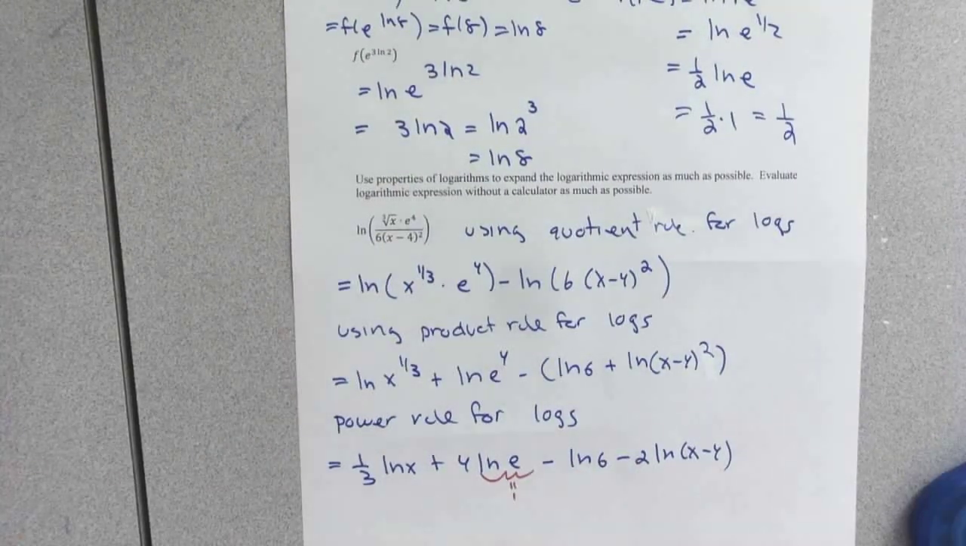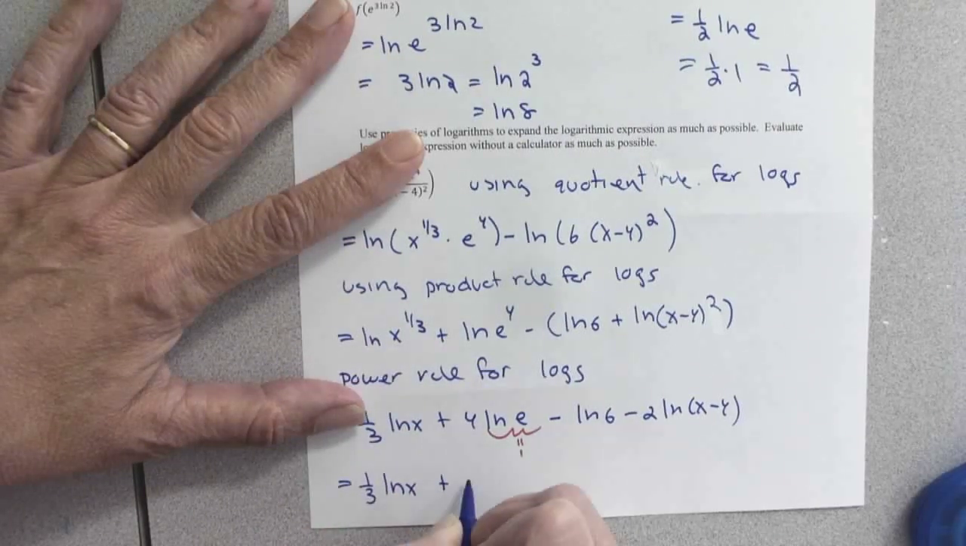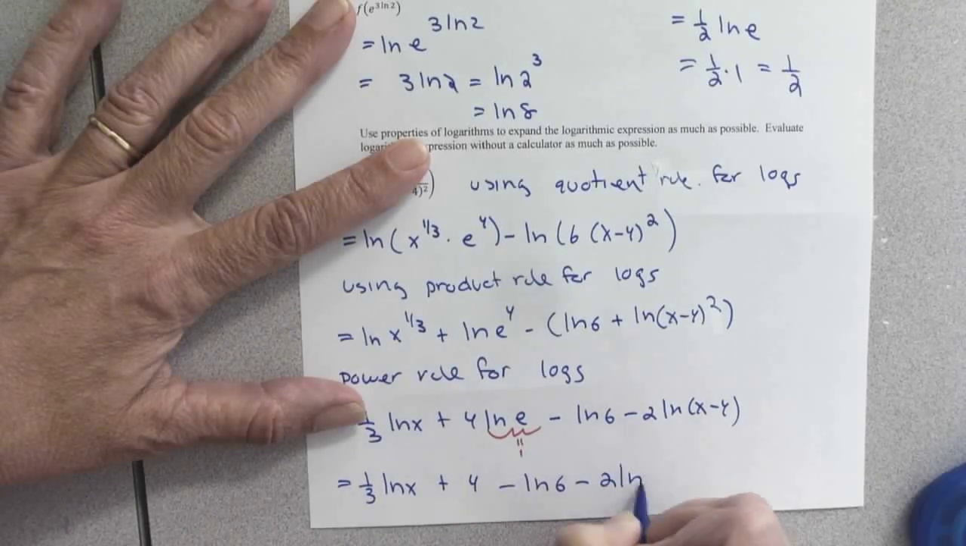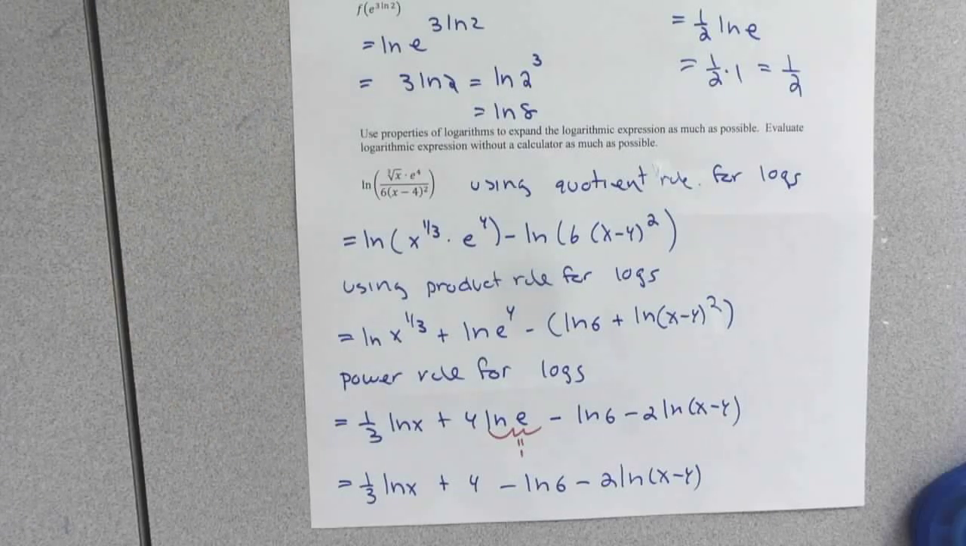And then I have one last thing I can do here. Natural log of e is 1, and so I get 1/3 natural log of x plus 4 minus natural log of x minus 2 natural log of x minus 4. And there we've done what they asked us to do, to expand it as much as possible.